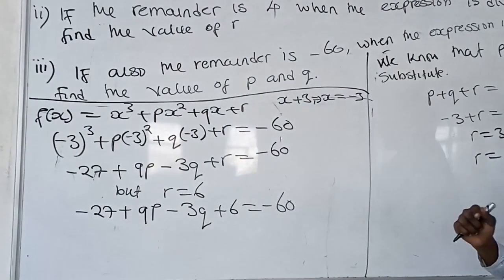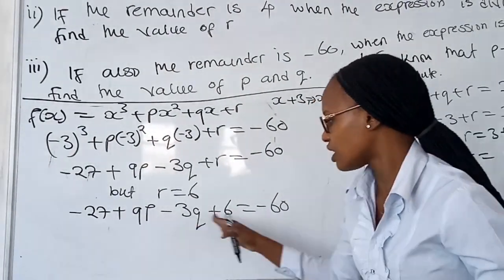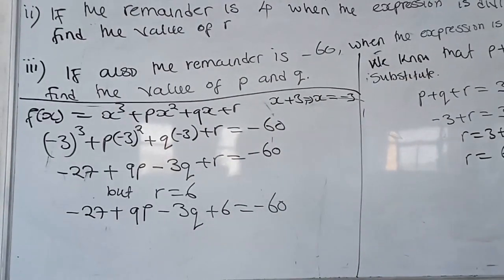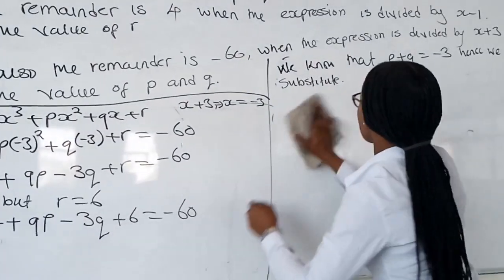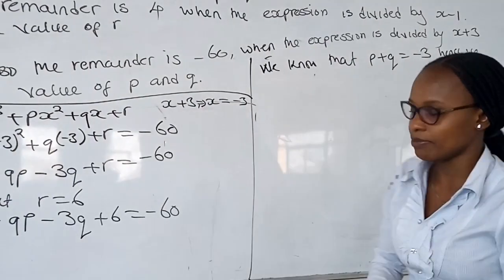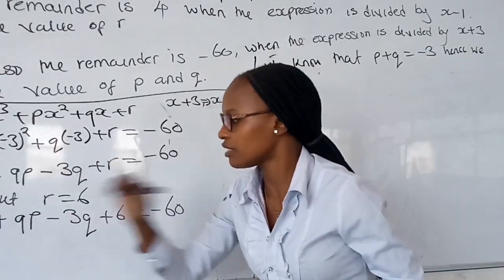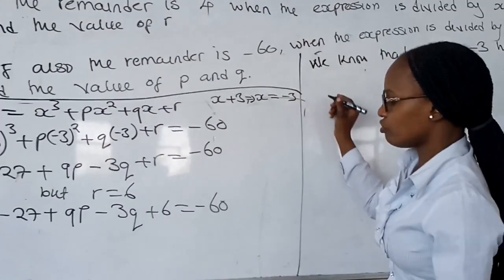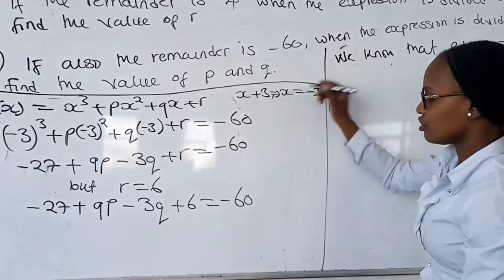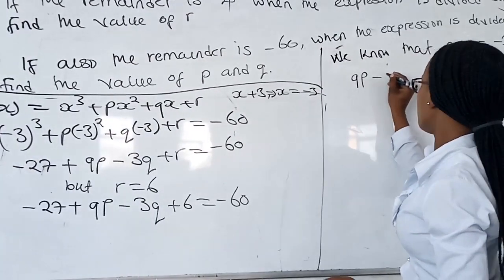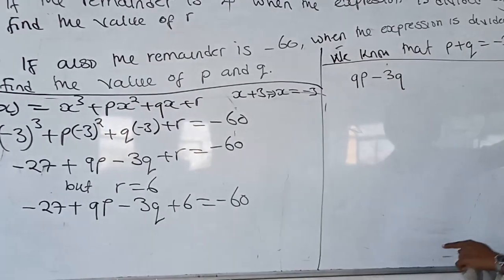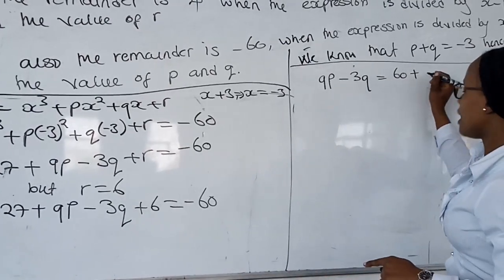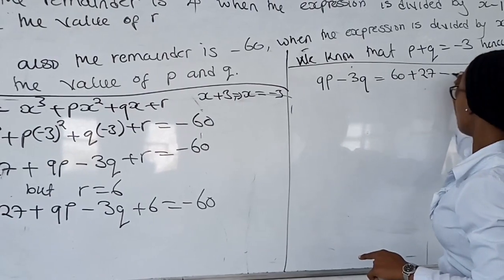So from what we have, it simply means that we can even collect this, and this will give us negative 21. So from here, let me wrap this part. Okay, so I'm only going to wrap it up to that part. So from what we have, this and this gives us negative 21. And negative 21 has to cross to the other side. So this would be 9p minus 3q being equal to 60 plus 27 minus 6.